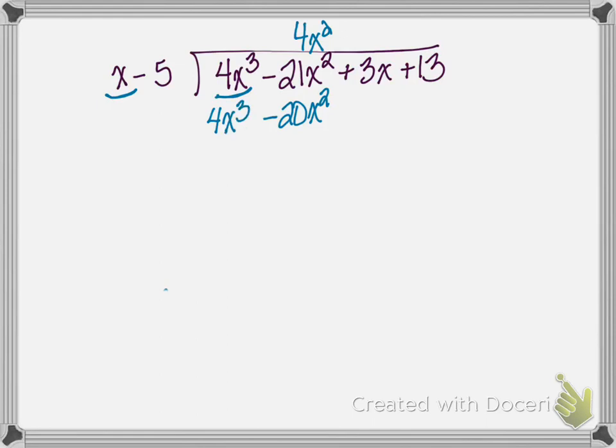Now, this is where students always make mistakes with long division. They forget that we've got to subtract these. They forget to change the sign. So that is super, super important, that we've got to remember to change the sign. So I've got negative 21x squared plus 20x squared. That is going to leave me with negative 1x squared. The 4x to the third and the minus 4x to the third cancel out. So now I'm going to bring down my 3x. So I am plus 3x.